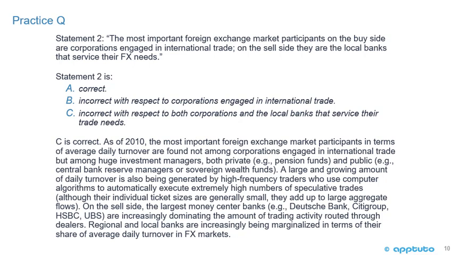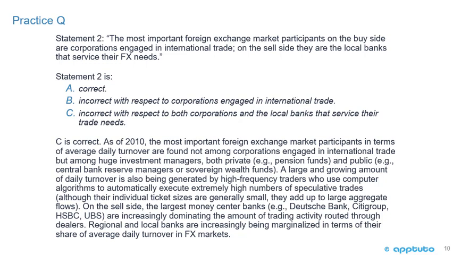Clearly C is the correct answer, because as of 2010, the most important foreign exchange market participants in terms of average daily turnover are found not among corporations engaged in international trade, but among huge investment managers, both private, for example, pension funds, and public, for example, central bank reserve managers or sovereign wealth funds. A large and growing amount of daily turnover is also being generated by high-frequency traders who use computer algorithms to automatically execute extremely high numbers of speculative trades. Although their individual ticket sizes are generally small, they add up to large aggregate flows.